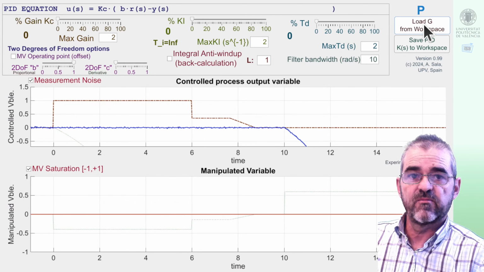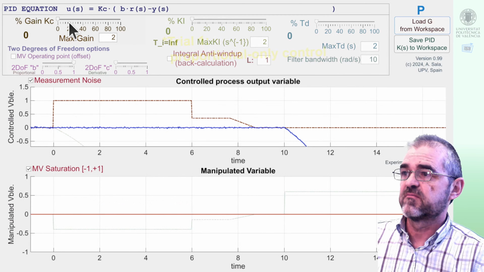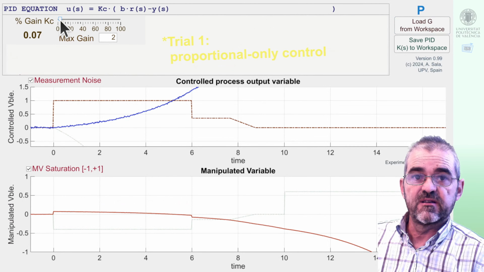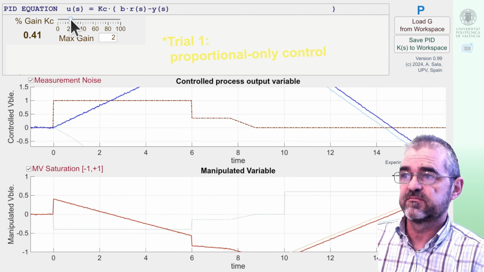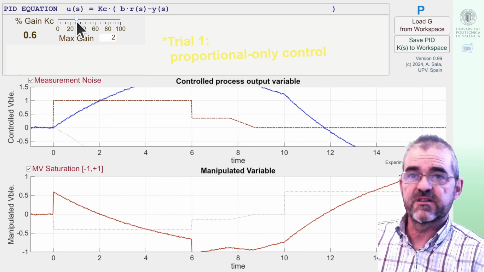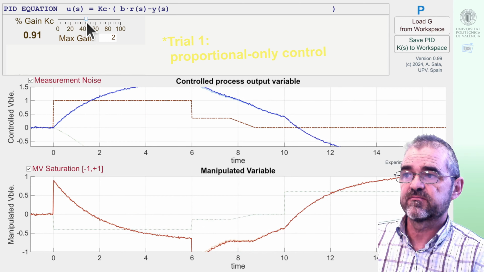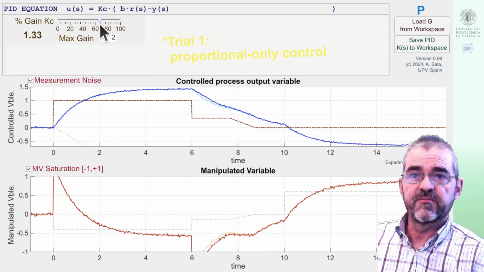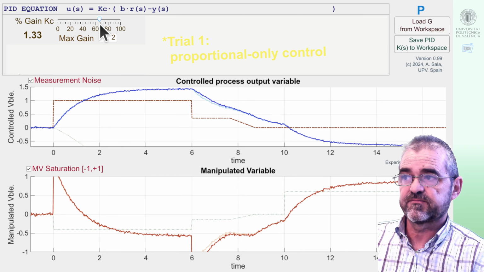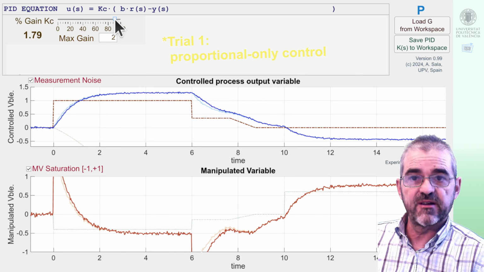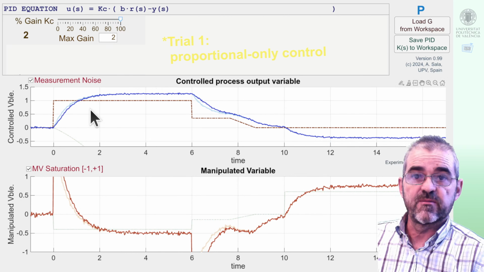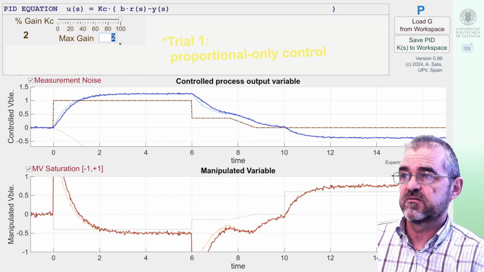I will load my model from workspace, and then if we try proportional control, it was unstable with low gains, but with gain above 0.4, it started to be stable, and the higher the gain, the faster the transient, and the lower the steady-state error. But we still had some error, and somehow the transient cannot be made too fast because of saturation.